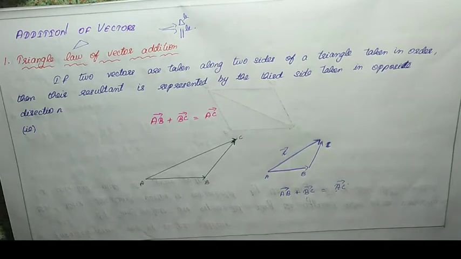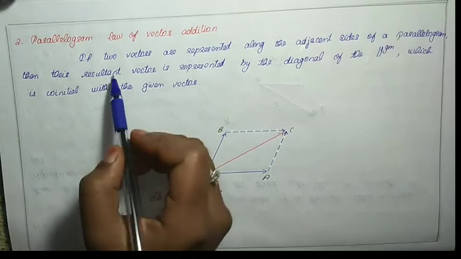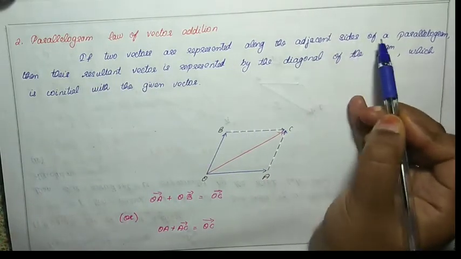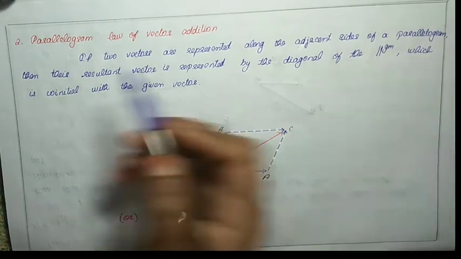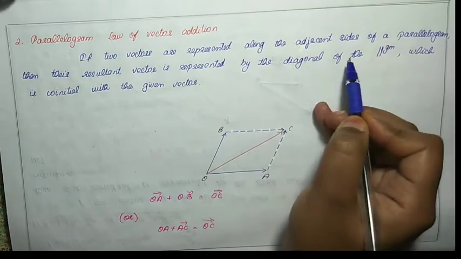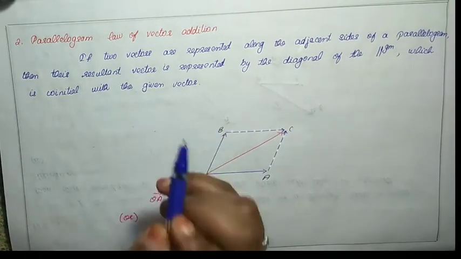So now let us see the parallelogram law of vector addition. If two vectors are represented along the adjacent sides of a parallelogram, then their resultant vector is represented by the diagonal of the parallelogram, which is coinitial with the given vectors.